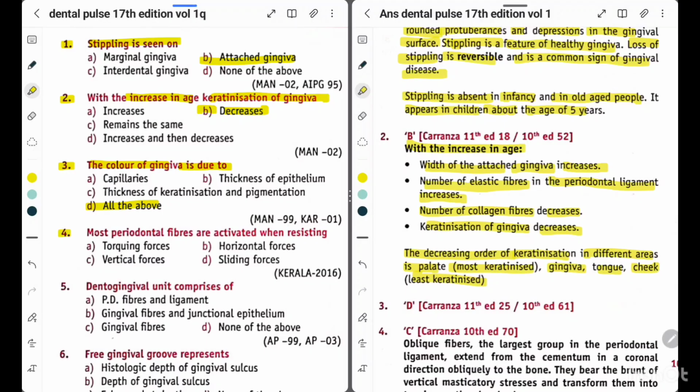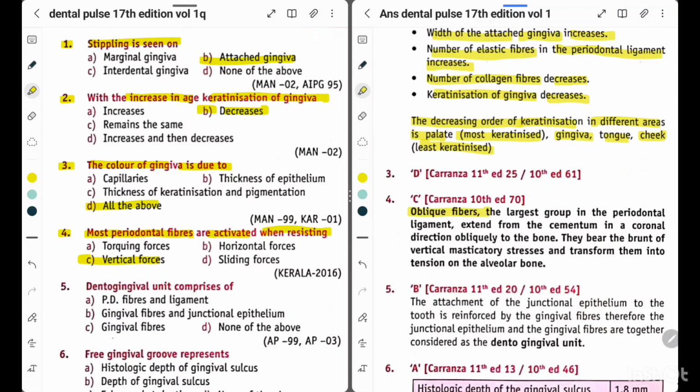Now question 4. Most periodontal fibers are activated when resisting torquing forces, horizontal forces, vertical forces, or sliding forces. So its answer is option C, vertical forces.